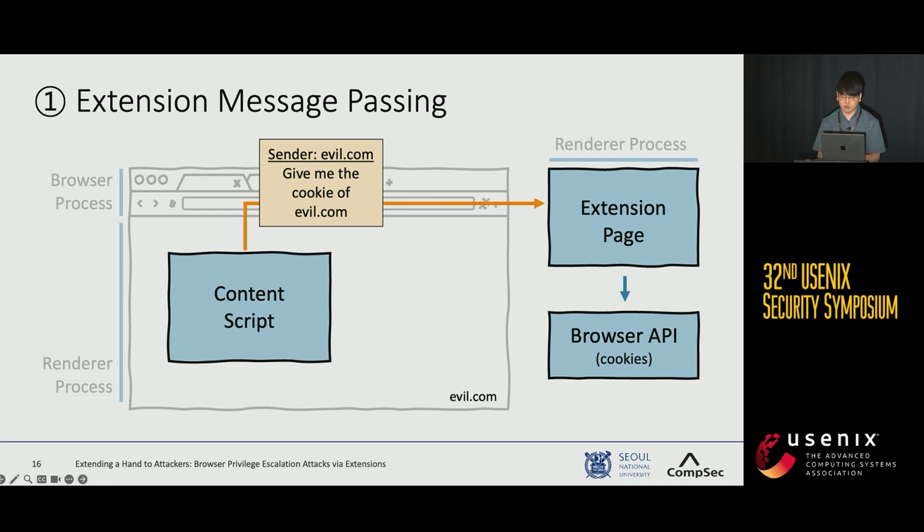For example, if the content script needs the cookie of the page it's in, it can request that from the extension page by extension message, like give me the cookie of evil.com.